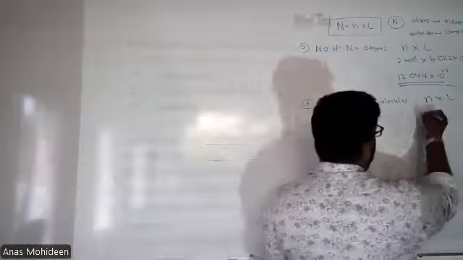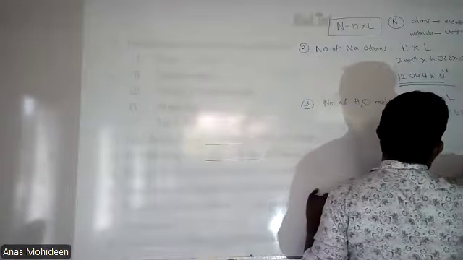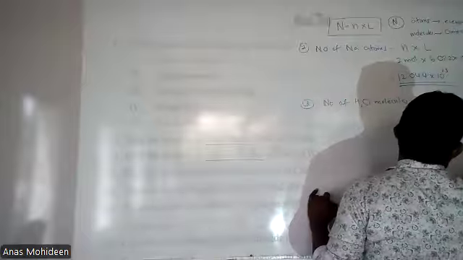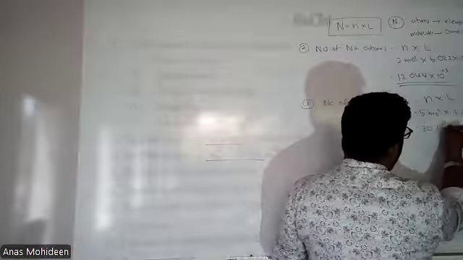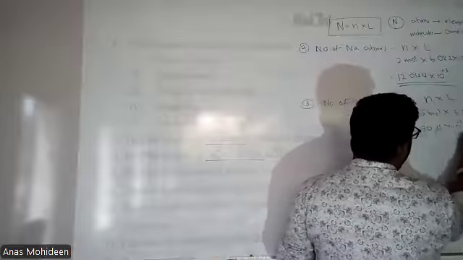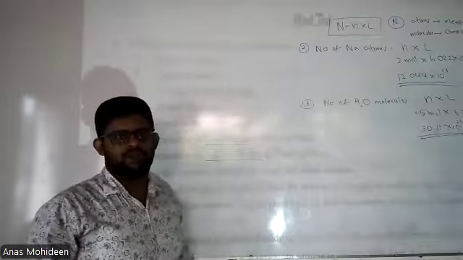5 moles are there. Avogadro is same, right? 6.022 into 10 to the power 23 per mole. Correct? So you multiply, 30.11 into 10 to the power 20. So this is the number of molecules.